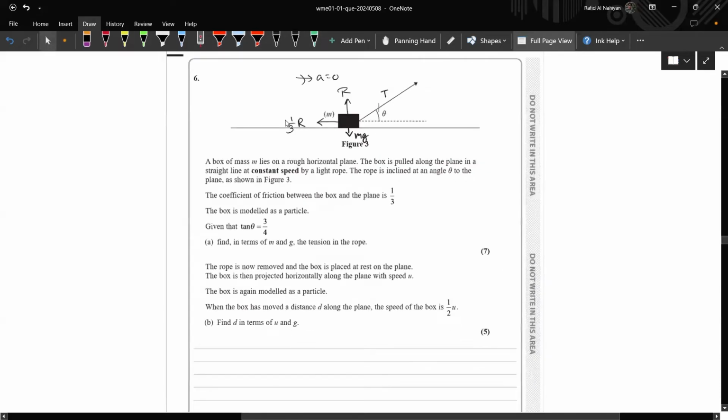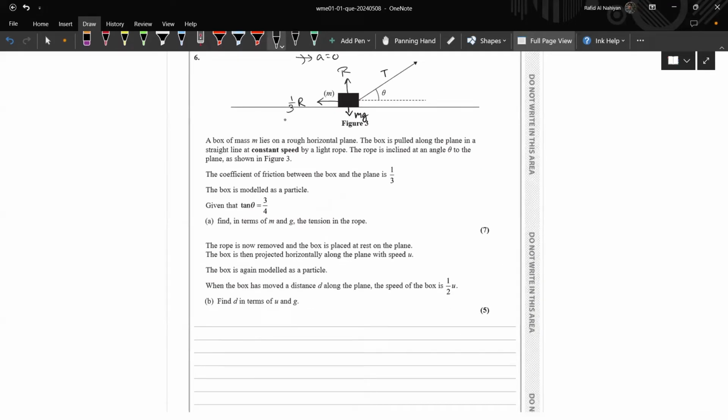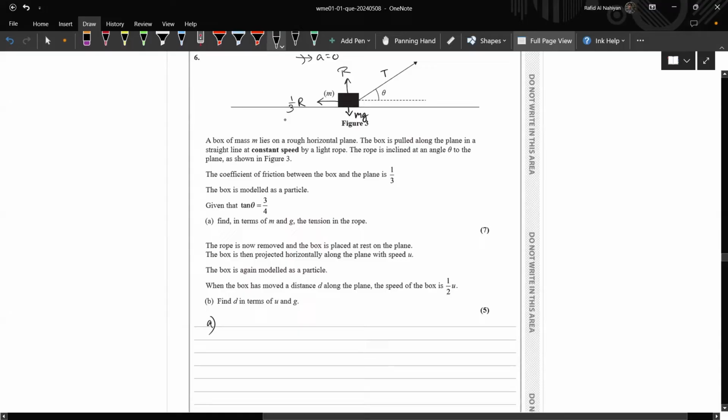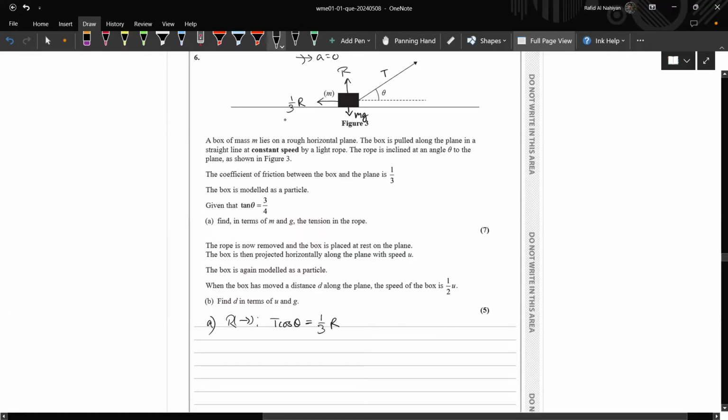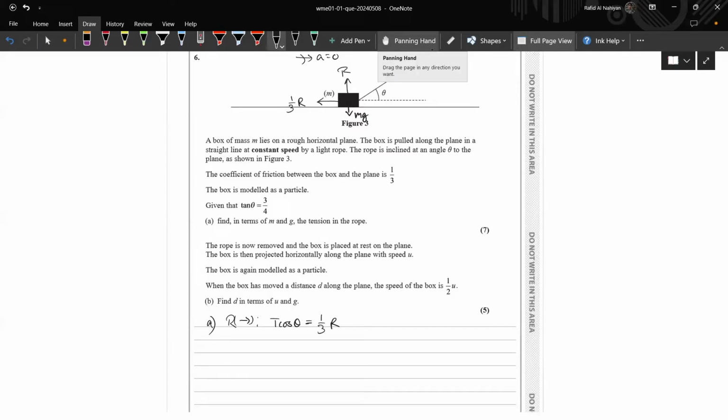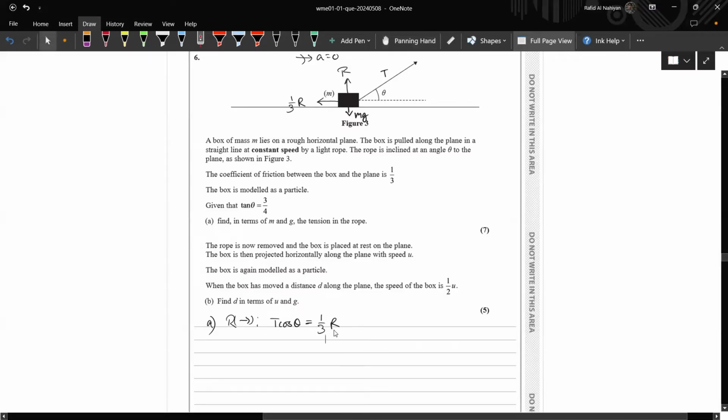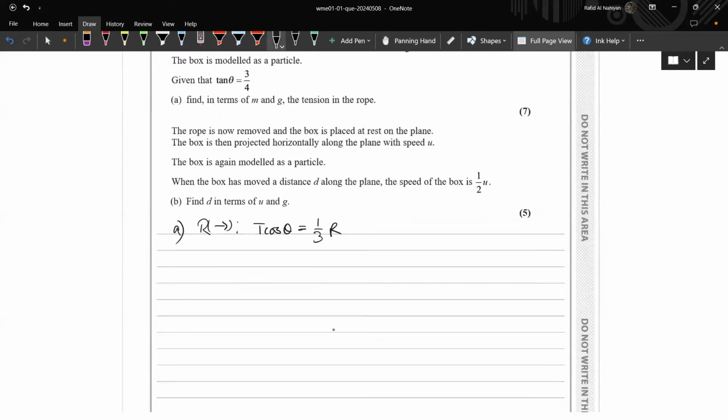All right. Now, I know that it's moving at constant speed. And when it's moving at constant speed, I can resolve horizontally and say that T cos theta is equal to whatever force is opposing it, which is the friction, 1/3 R. Because the only horizontal force acting on the right-hand side is the horizontal component of the tension, and the only opposing force to this component of the tension is the friction, 1/3 R. And I actually have to find out R now. What is going to be R?